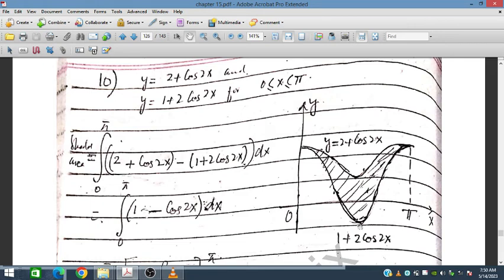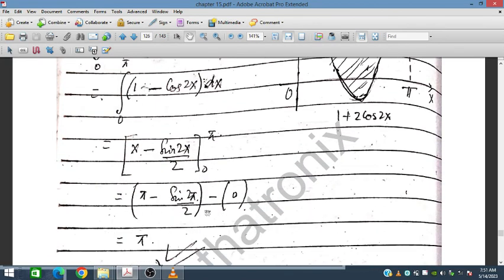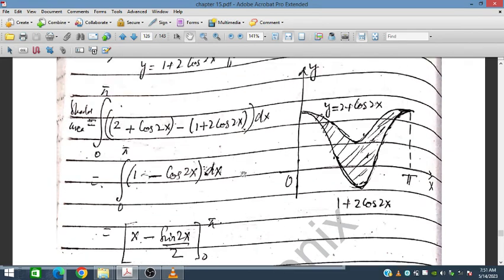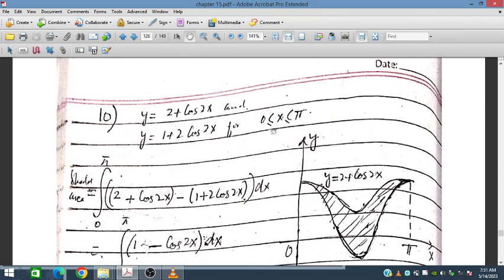So 2 plus cos 2x, this region, minus this curve, is this covered region or enclosed region obtained. And integrating we have obtained this. This is the important part. If we can draw this, we can easily solve.